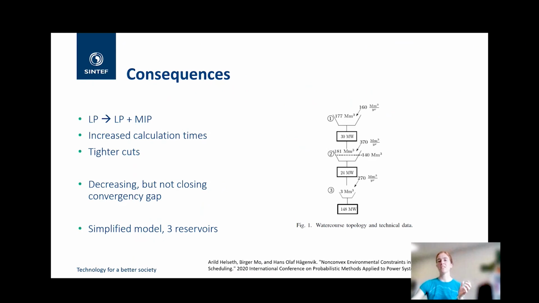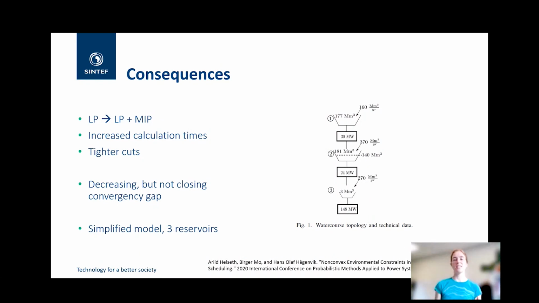The consequence of this is that we are not using one LP problem anymore. We're using a combination of first an LP and then a MIP problem. And besides, in the forward simulation, we will also have a MIP problem. All of these MIP problems take a lot longer to compute than an LP problem, so we're getting a huge increase in computation times. But we'll get tighter cuts, and we'll get a decreasing, though not closing, convergence gap.